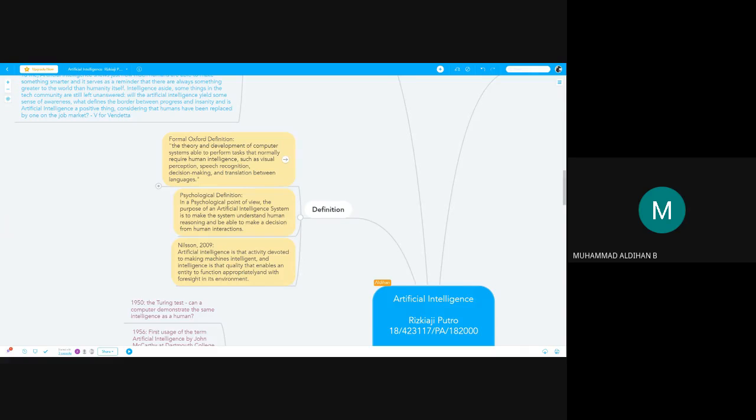Then we took an approach towards the psychological end of an AI machine, and we found a definition looking at it from the psychological point of view, which is that the whole point of an artificial intelligence system is to make the system understand humans' reasoning and think like humans consciously as well, from human interactions and other interactions. And then for the last definition, we took a definition from an academic book directly, written by Nelson in 2009, which is that AI is the activity devoted to making machines intelligent, and intelligence is the quality that enables the entity to function appropriately and with foresight in its environment.